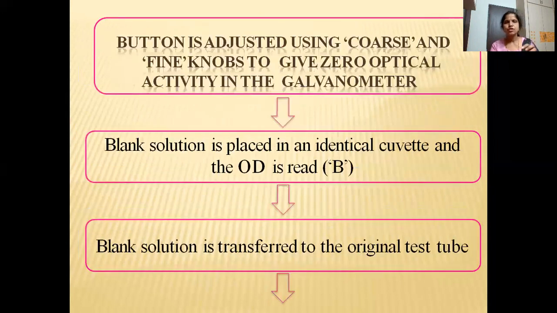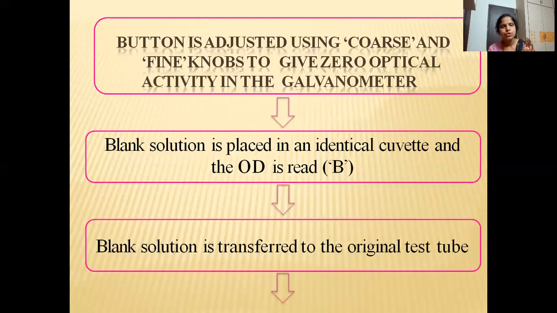Then you have to adjust the knob. Distilled water will have 0 absorbance, 100% transmittance. So you have to adjust the knob for 0, and if you are adjusting for transmittance, it should be 100%. Then take out that cuvette, remove the distilled water, and fill it with the blank solution. Blank solution means whatever solvent you are using for the preparation of the sample solution; you select that as the blank solution.